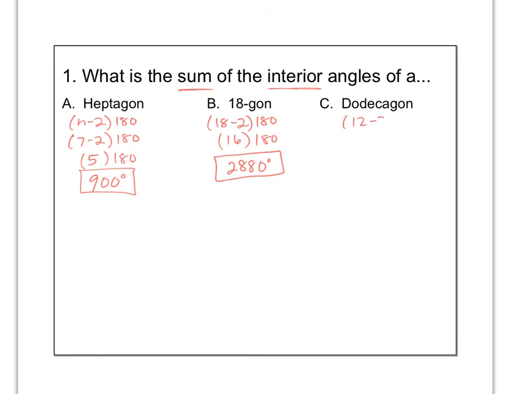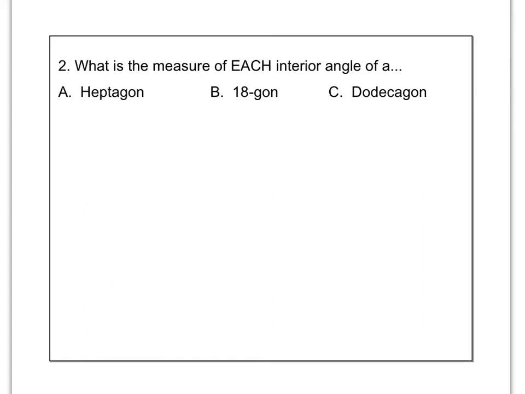A dodecagon is 12, so 12 minus 2 times 180 is 10 times 180, which is 1,800 degrees. Number 2, now we want to find the measure of each interior angle. So we don't want to know what they all add up to. We want to know how big is one of them if it's a regular heptagon, regular octagon, etc.